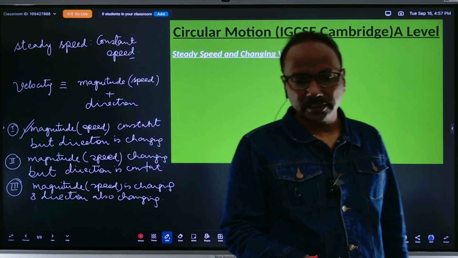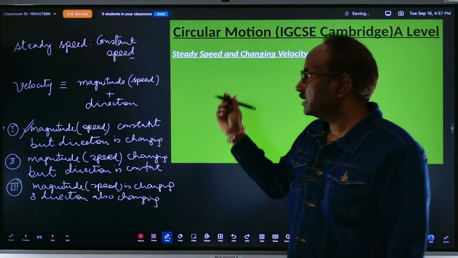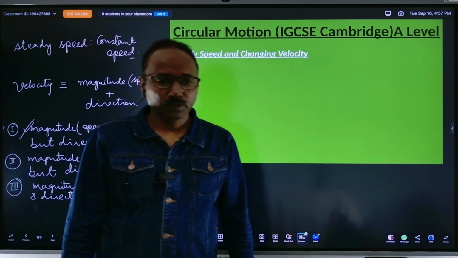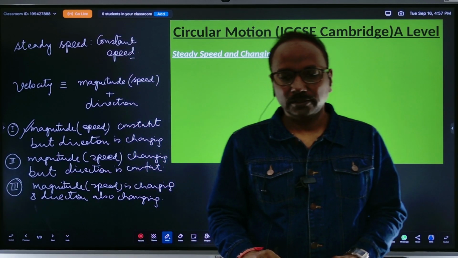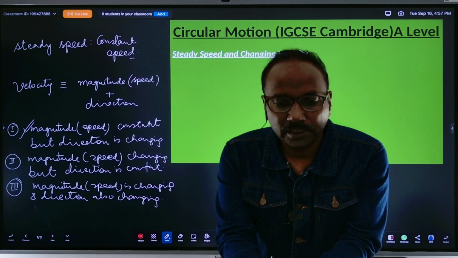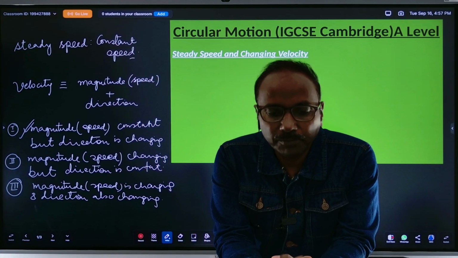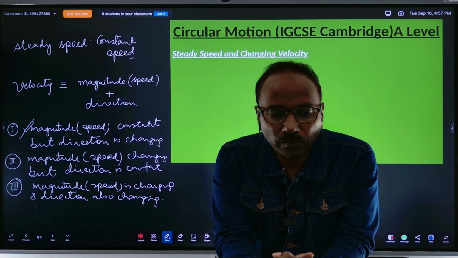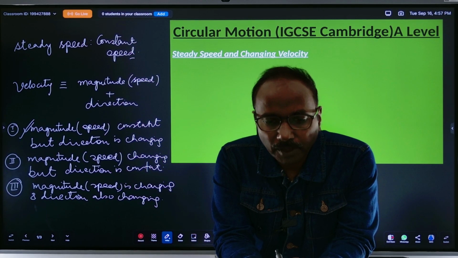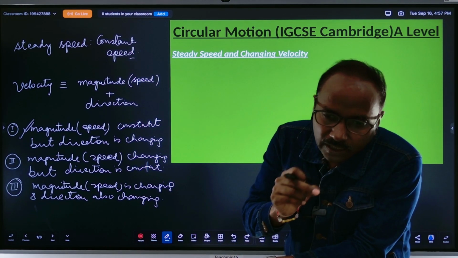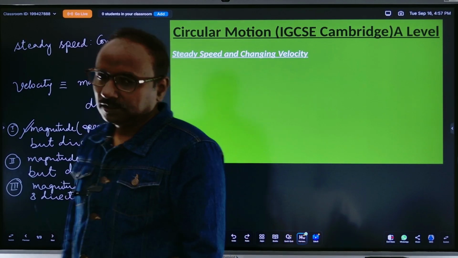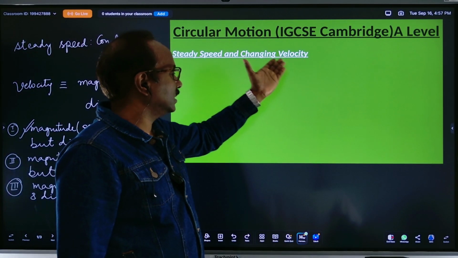So number one case, and this is being talked in reference to the circular motion. So uniform circular motion is a case where the speed at each and every point on the circle of the moving particle remains the same, but because it is moving in a curved path, its direction is changing. So that is what it is referring to, changing velocity.